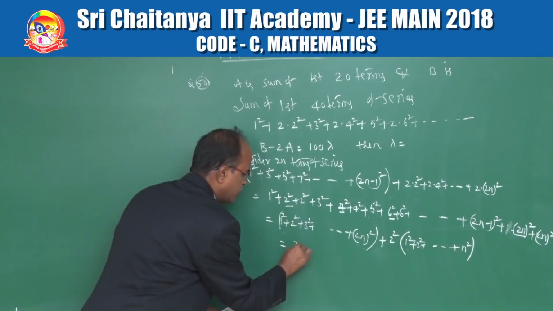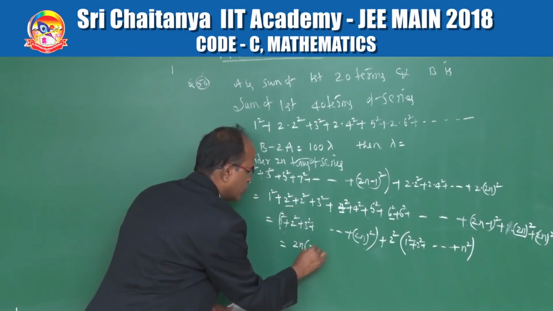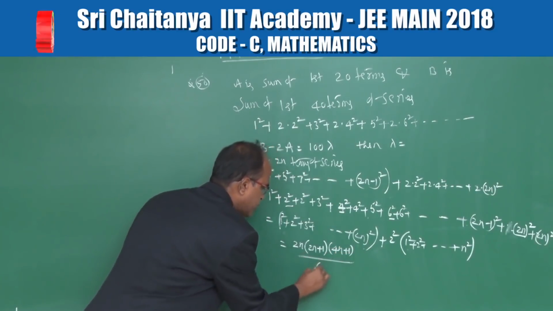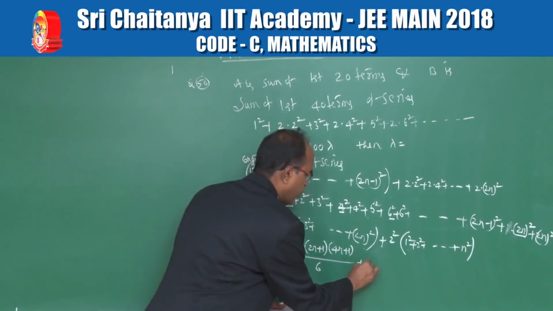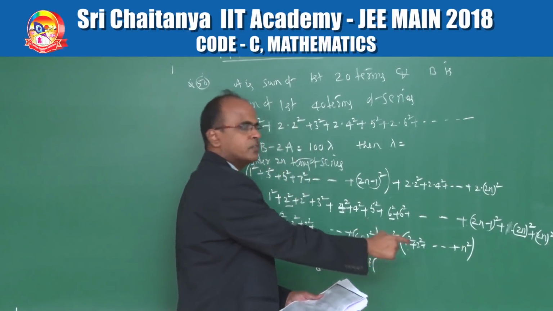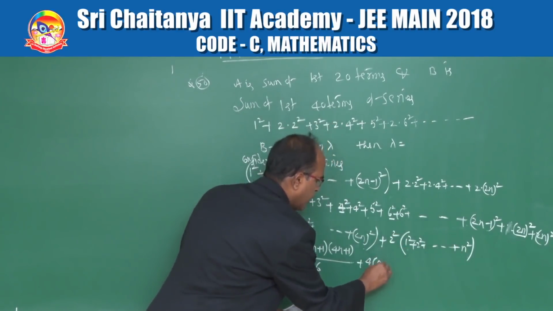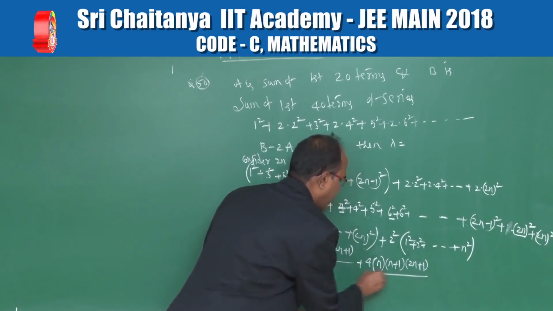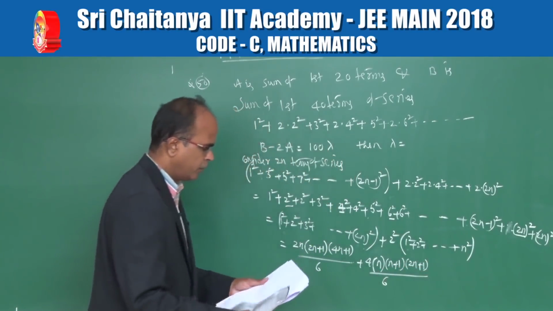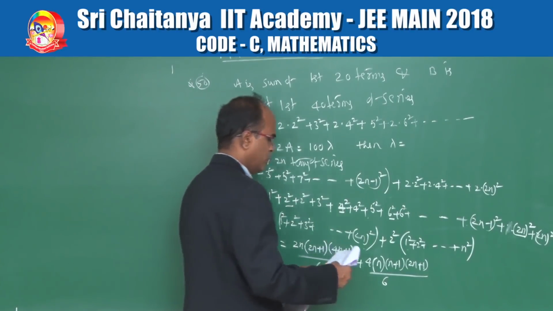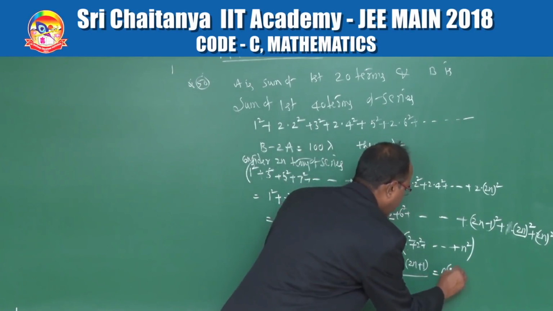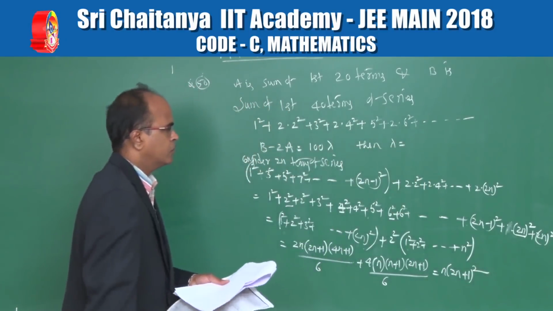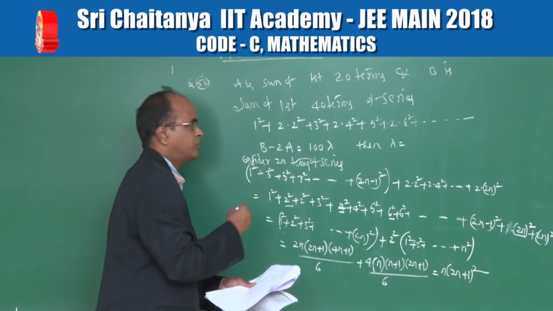Therefore we will be using the formula 2n(2n+1)(4n+1)/6, plus 4 times the sum of squares of the first n natural numbers, n(n+1)(2n+1)/6, and if you simplify this you get the sum given by n(2n+1) whole square. So this is the sum of the first 2n terms.